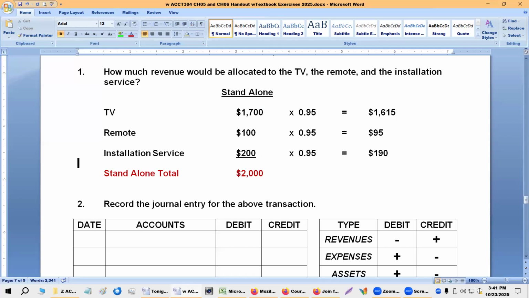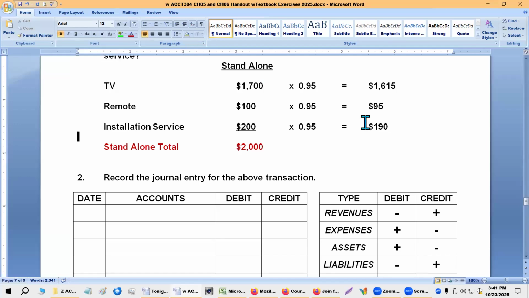So 16, 15. It does come out. And so that's a standalone up there. And these would be the allocated.